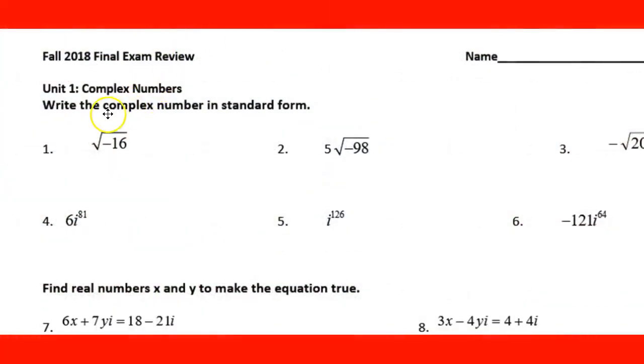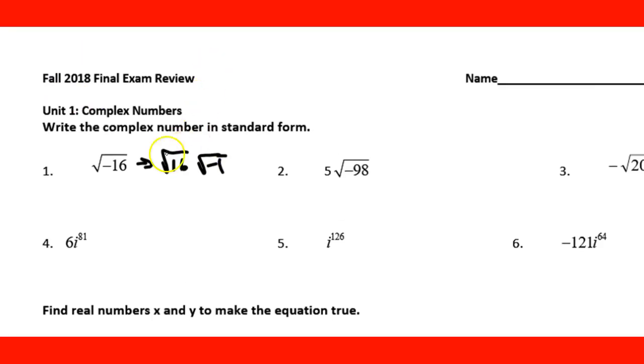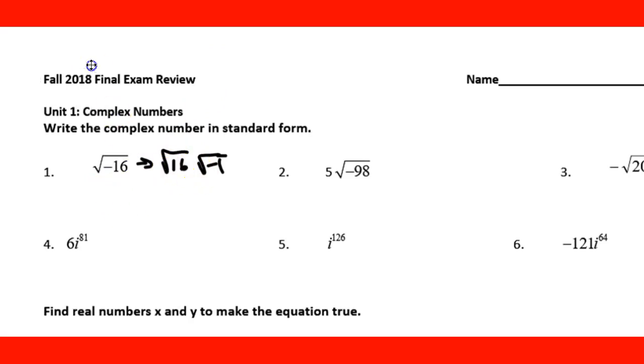Alright, this first problem right here. Write the complex number in standard form, with the square root of negative 16. Well, we're going to break this apart, because we don't want a negative under the radical. We take the square root of 16, the perfect square. If you don't know, you can use a calculator, but what you get is 4. And then the square root of negative 1 is i. So there we go, 4i.